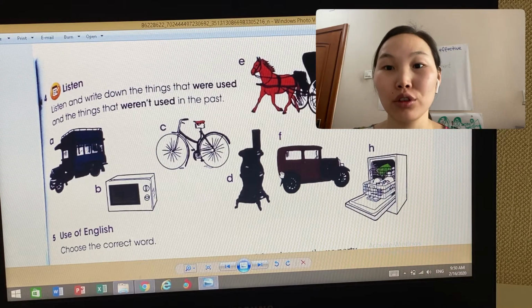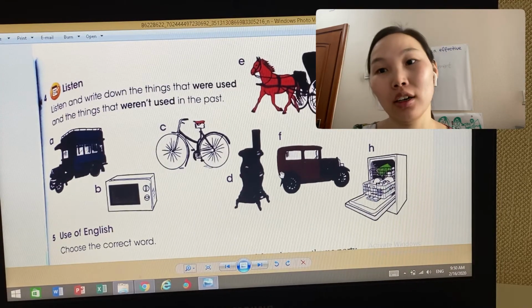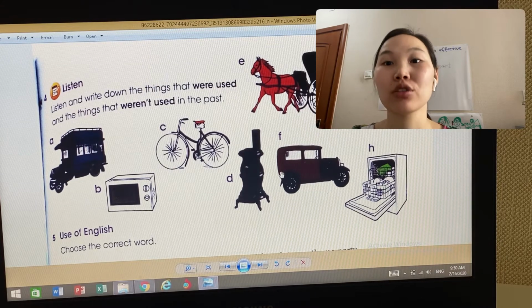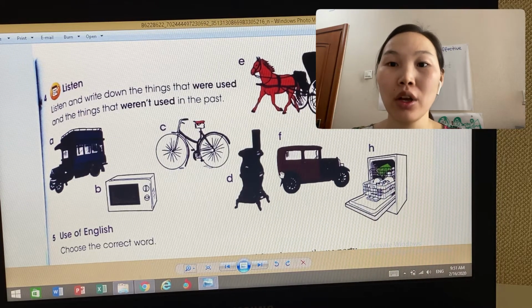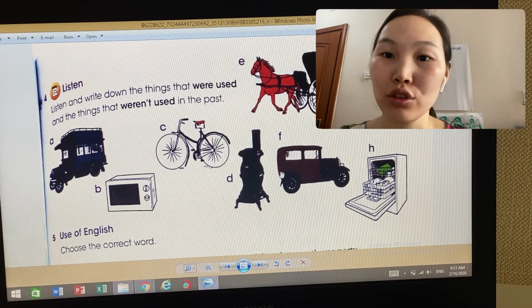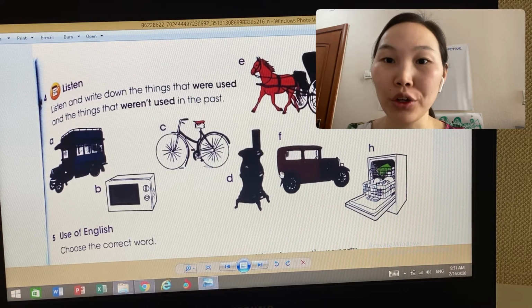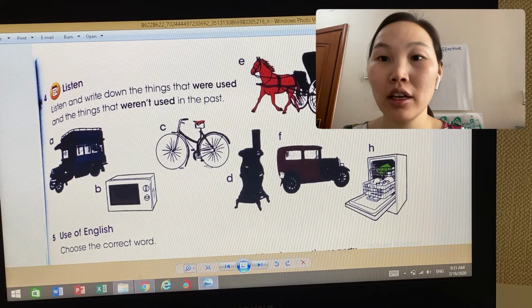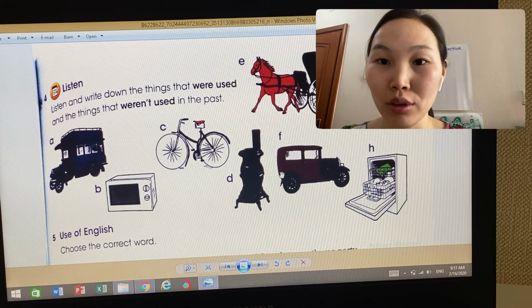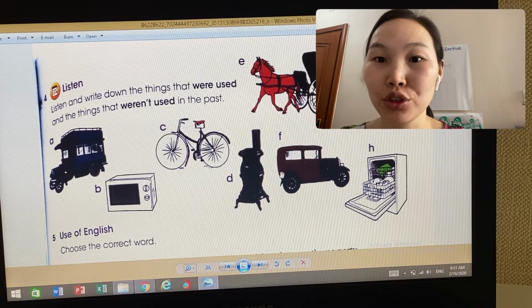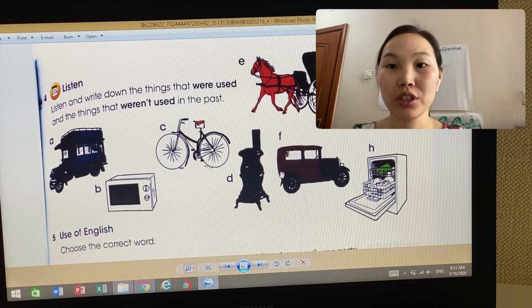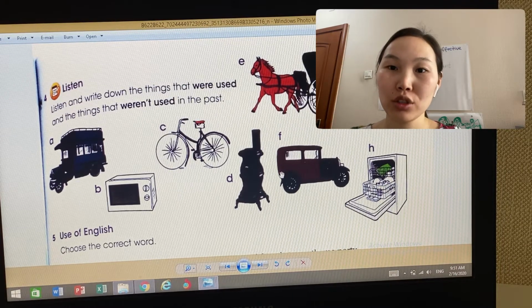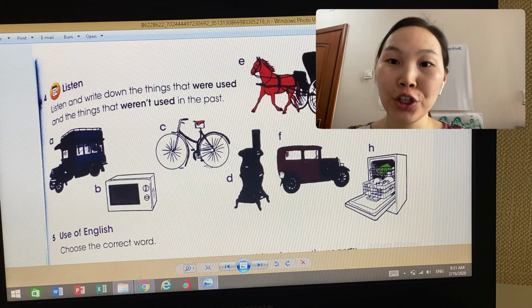So you don't have to think about the present moment, but thinking about the past and which things were used in the past, which things were not used in the past. So the specific sentence structure that you should be using is were used and weren't used. So for example, let's take one example. So look at the picture of the microwave. And do you think that microwaves were used in the past or weren't used in the past?